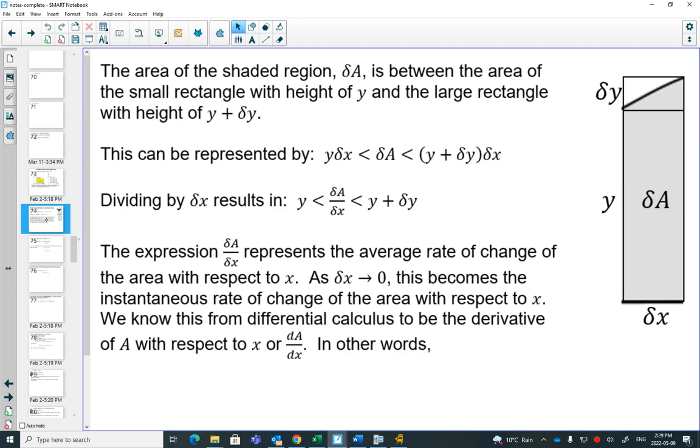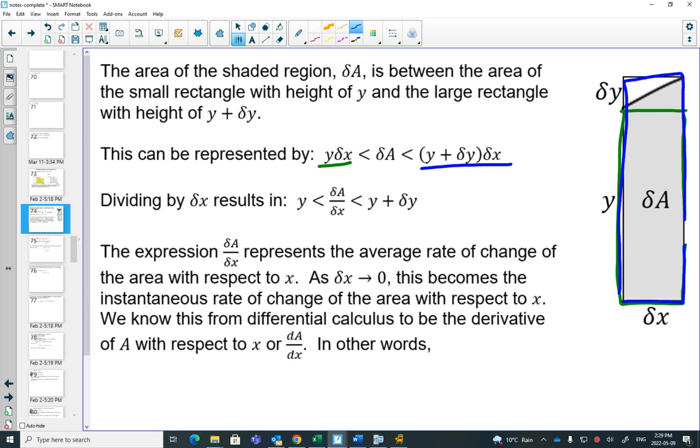Okay. So what we have is this y dx. If I underline that in green, that's this rectangle. And y plus dy times dx, that would be the big rectangle. The actual shaded area is somewhere in between.